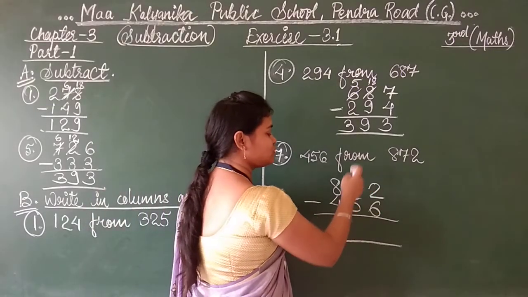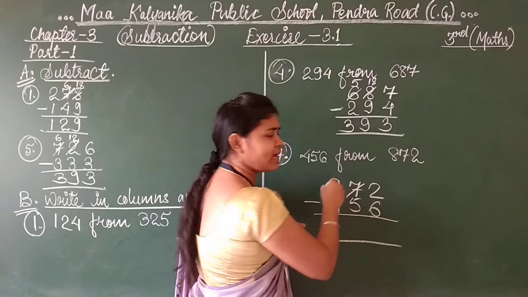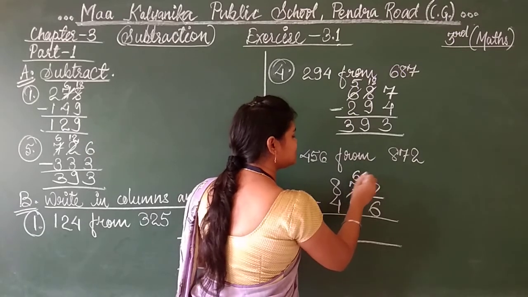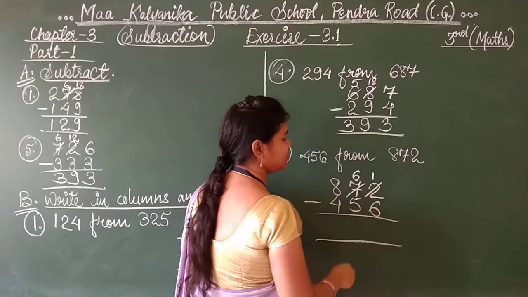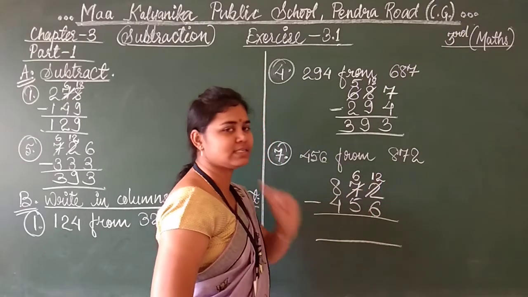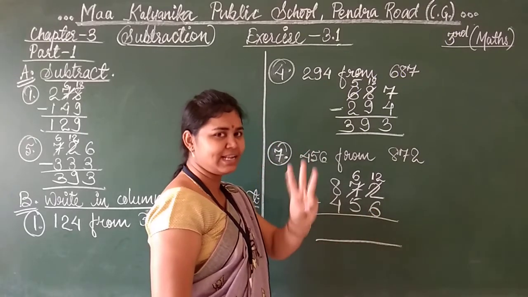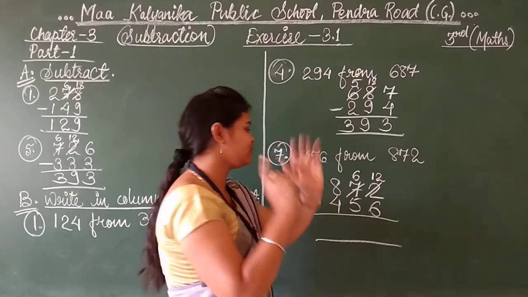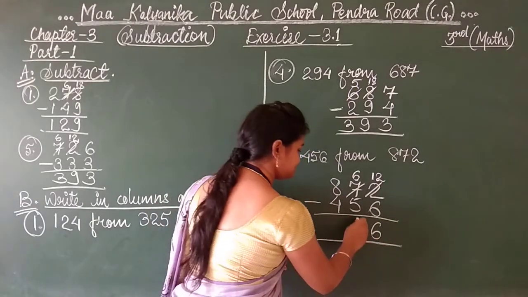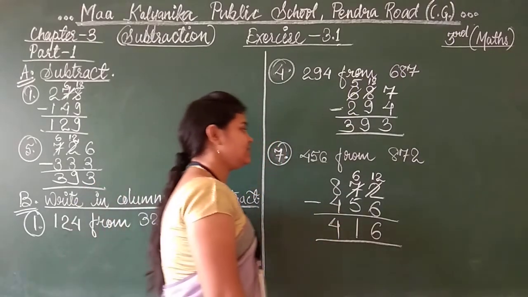So it will ask for help from the number 7. So 7 will say, okay, I am ready to help, I can give you 1. So 7 will become 6 and gives 1 to this. Now 12 will be written here. So now 12 minus 6. 6 twos are 12. So directly 6, 7, 8, 9, 10, 11, 12. 6. Now 6 minus 5 is 1. And 8 minus 4 is 4. 416 is the answer, students.